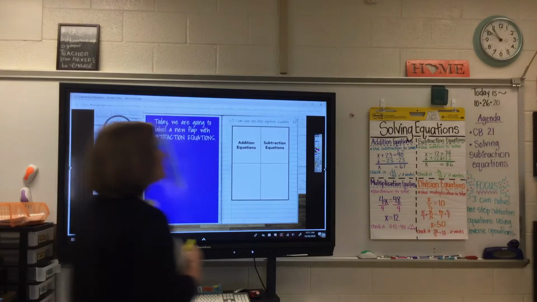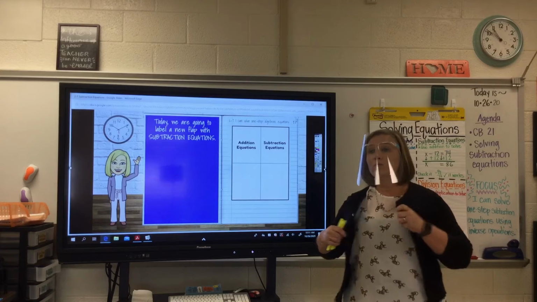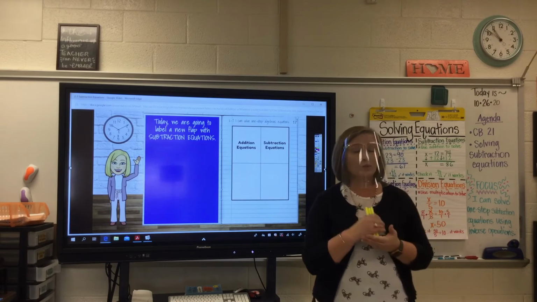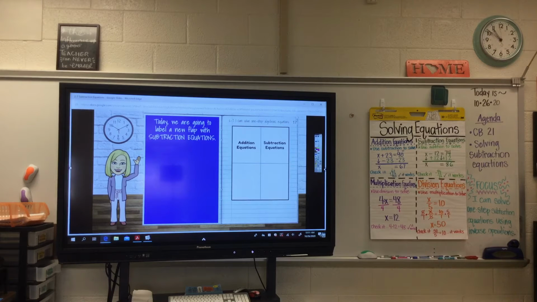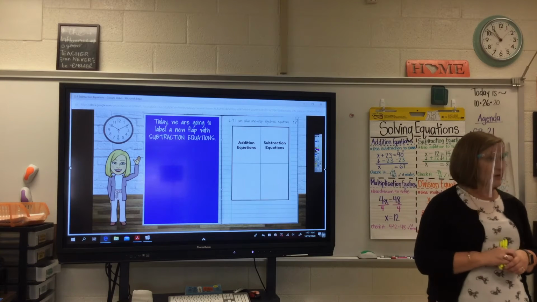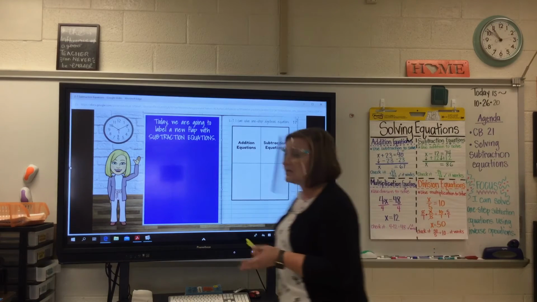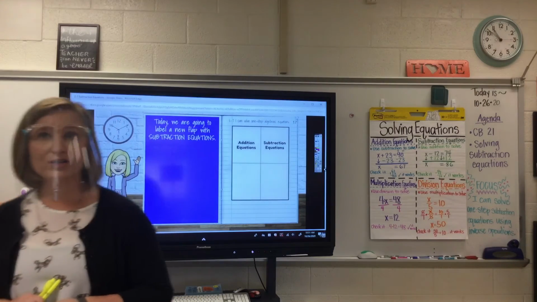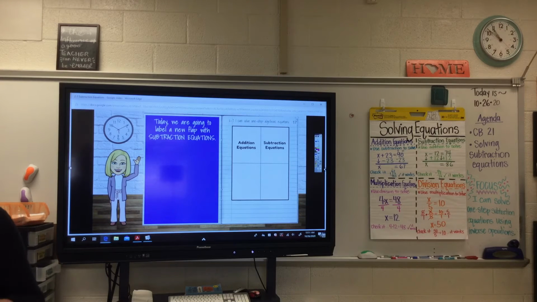All right, let's talk about a few things before we start our lesson today. In our last lesson where we did addition equations, we talked about inverse operations. What are inverse operations? Look on the left if you can't remember. Opposite operations. So last week we did addition equations. What's the inverse of addition? Subtraction. Today we're going to do subtraction equations. So what's the inverse of subtraction? Plus, or addition.